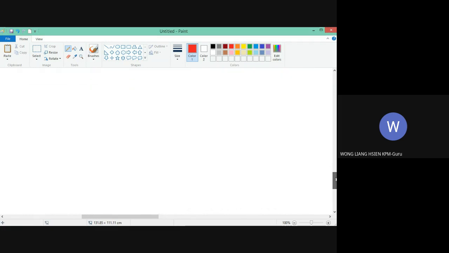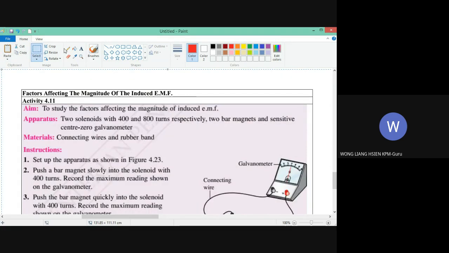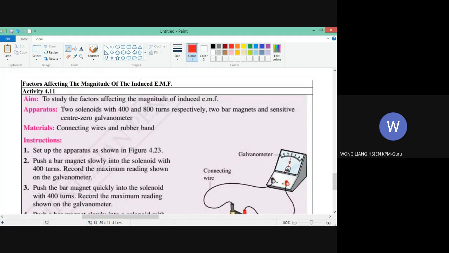Now that we already learned how to produce the induced EMF, from the beginning until now, what we learned is how we can produce induced EMF. We learned that when the conductor cuts the magnetic flux, then we produce induced EMF. And we also learned that if we cut in a different direction, then the direction of the induced EMF will also be different.